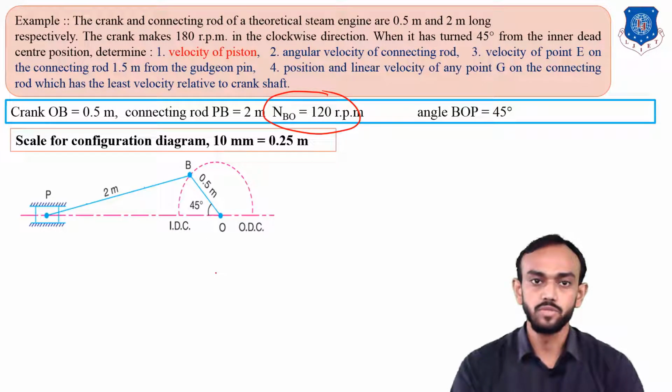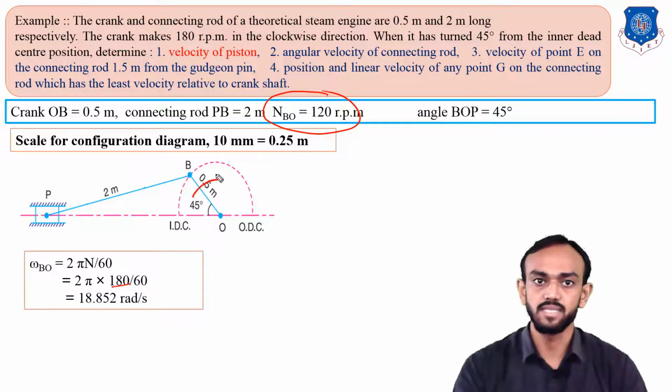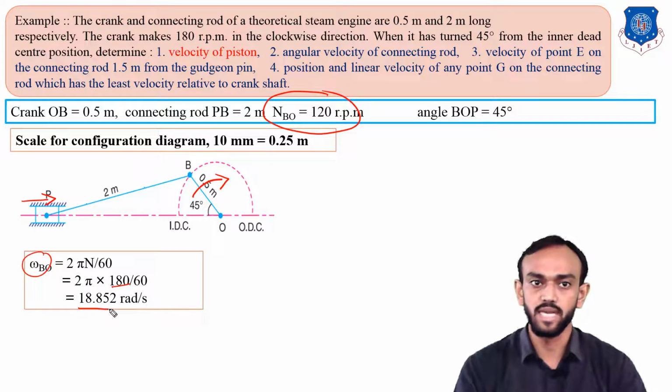So from using that, you will find the angular velocity, 2 pi N upon 60. You will put here 180 as the RPM, and you will get the angular velocity of this crank. And this crank is rotating in this direction. As you know, from inner dead center the piston is moving in this direction, so the crank is moving in a clockwise direction. So angular velocity is 2 pi N by 60. You will get 18.85.